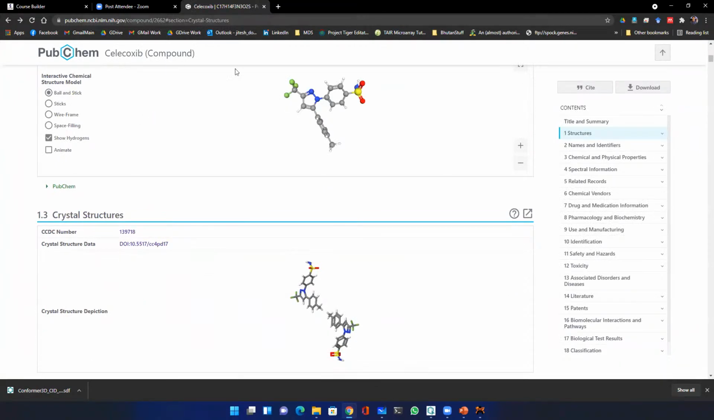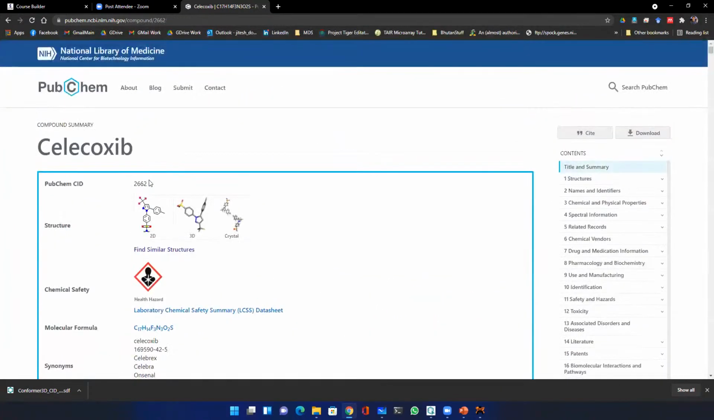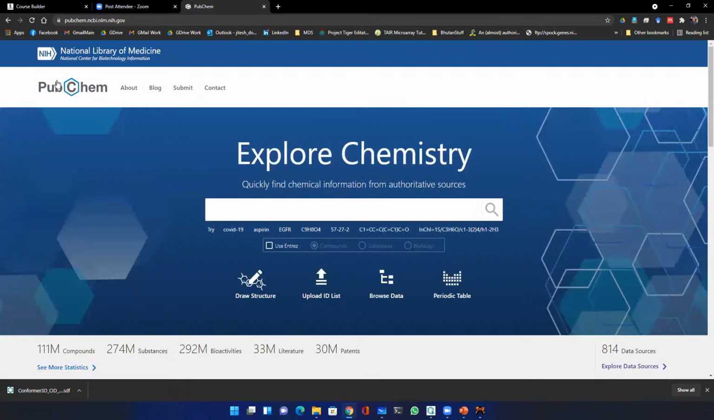All right. So this is the database from where you can download the structures of most of the molecules that you need for docking. The crystal structure will not be available for all the molecules. For most of the molecules, the only thing you have is 2D and 3D structures. For some molecules, even 3D structure will not be available. Only the 2D conformer is available. You will have to generate the 3D later. So this is one database from where you can download the structures of the molecules.